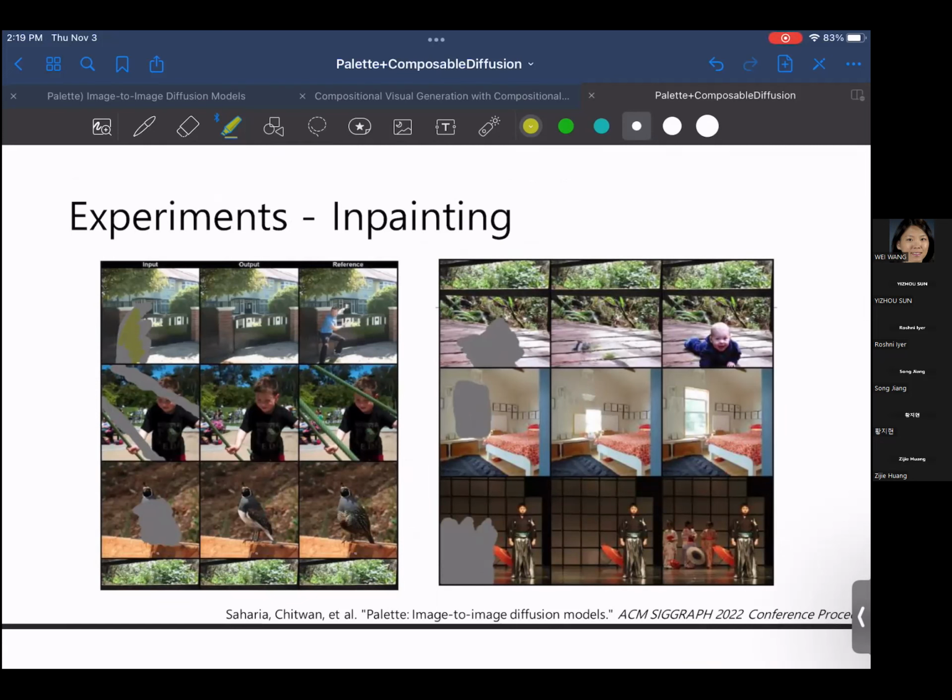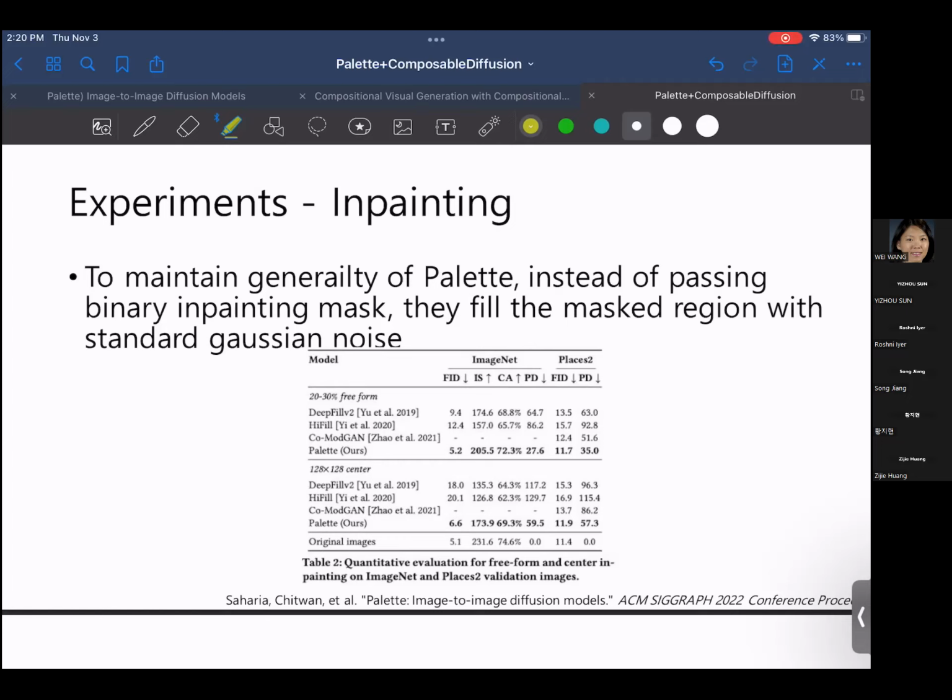One of the points that they wanted to make was that when using Palette to maintain their generality, they were not passing a binary in-painting mask, which is normally what is done in previous works. Instead, they fill the masked region with standard Gaussian noise, which is one of the good points you can use from diffusion model generation.